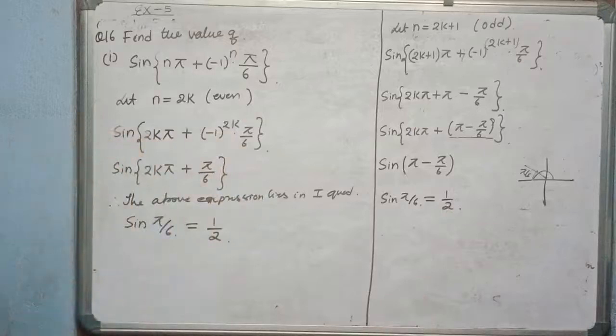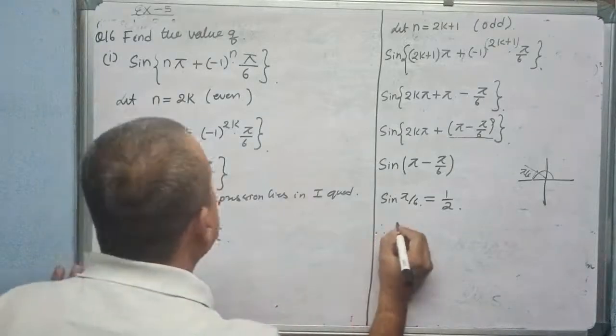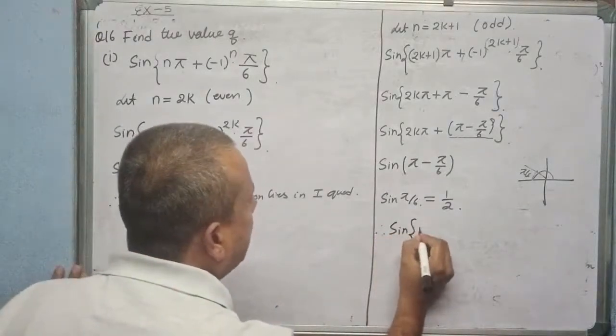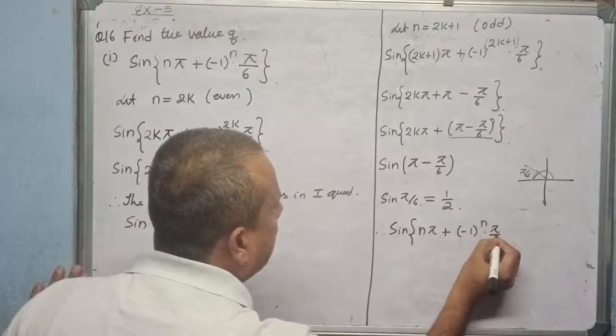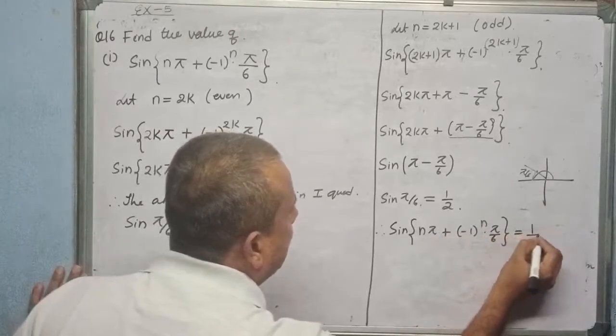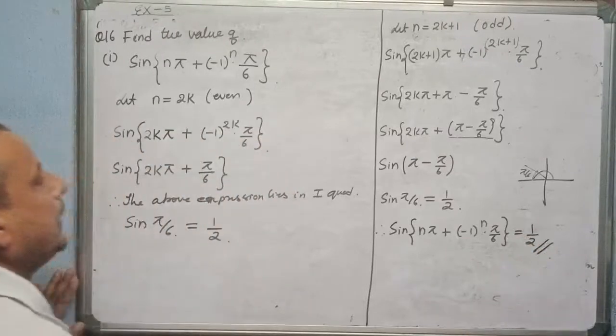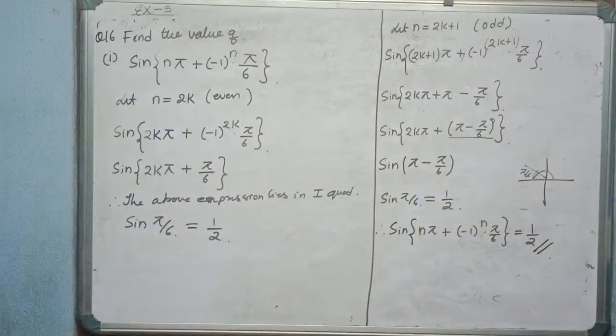In both cases, whether n is odd or even, the value of this quantity is half. Therefore, we can write the conclusion: sine of n pi plus minus 1 to the power n into pi by 6 is equal to half. This is the conclusion. In both cases, our answer is half.